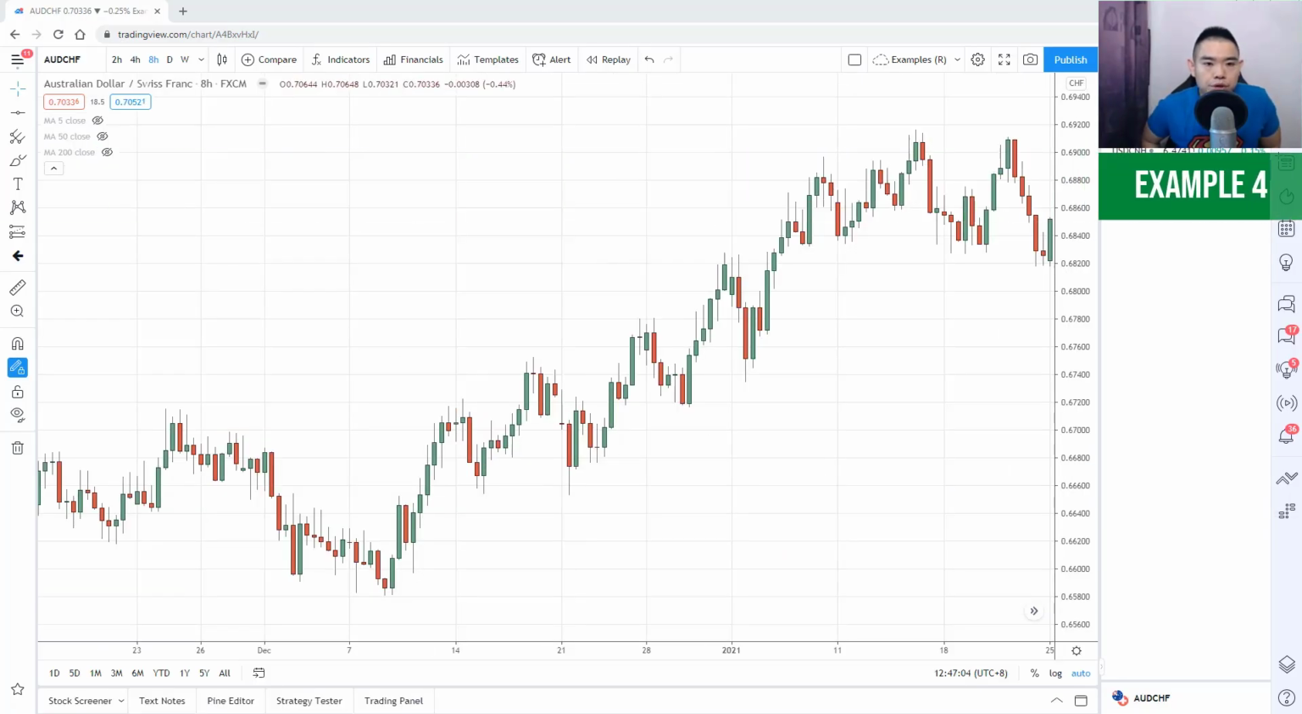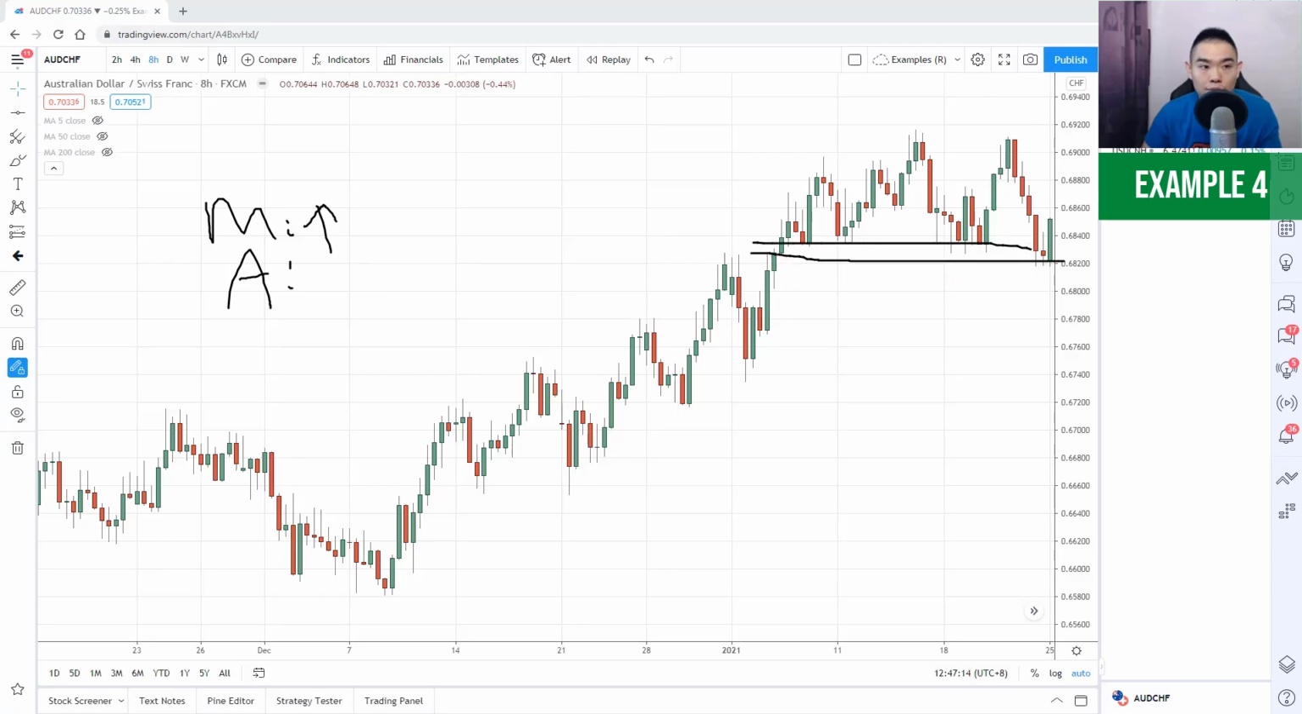For this one, here is the chart of Aussie against the Swiss franc. This is the 8-hour time frame. So let me, again, walk you through the trading strategy. Market structure: you can see that this market structure is in an uptrend. So market structure, uptrend. What about area of value? Once again, this is at an area of support.